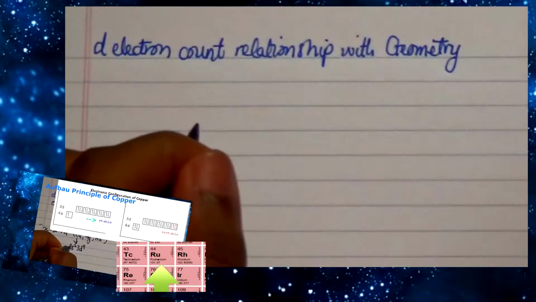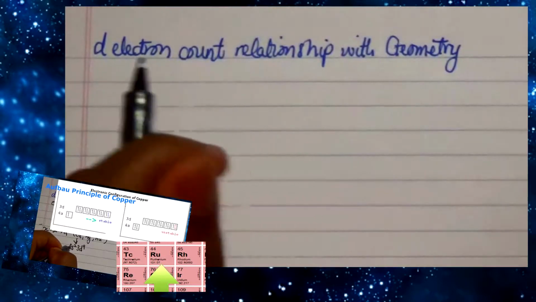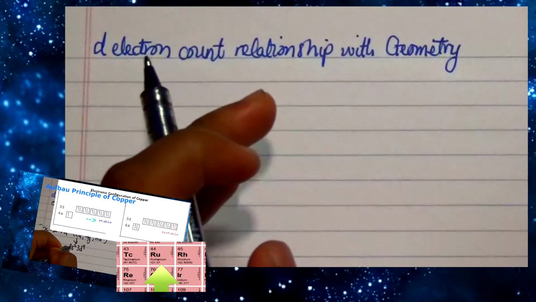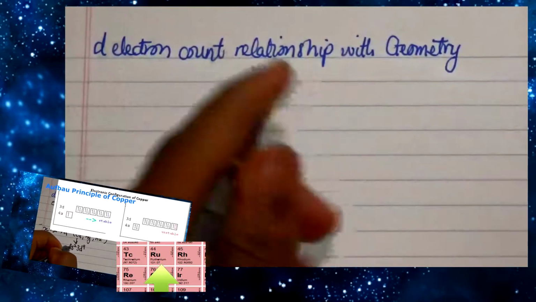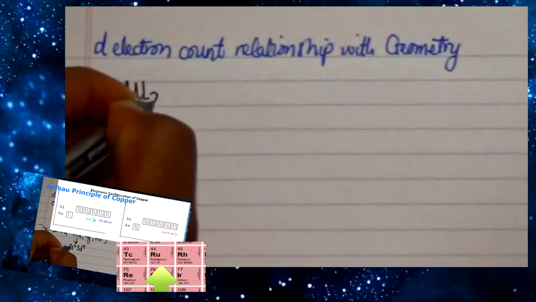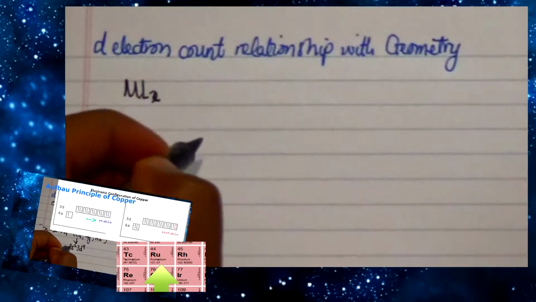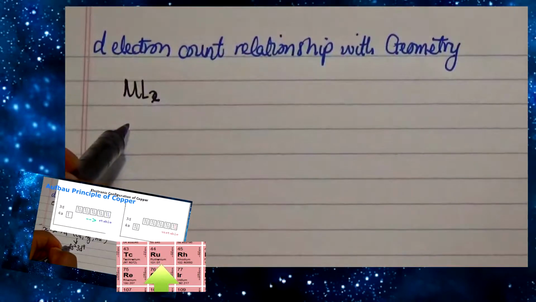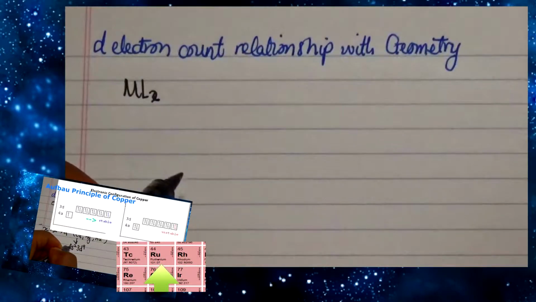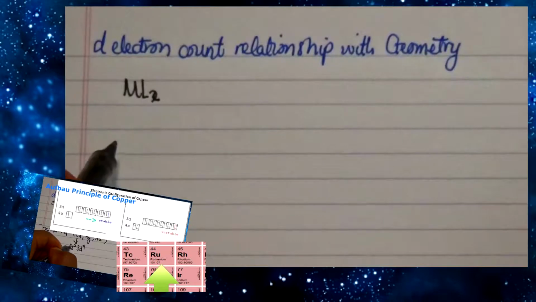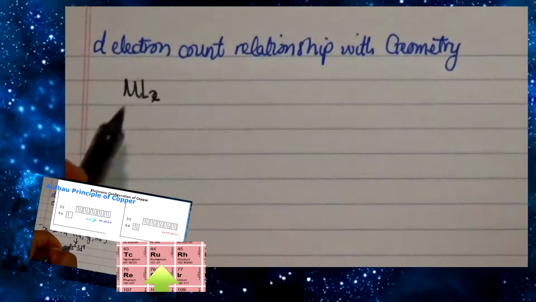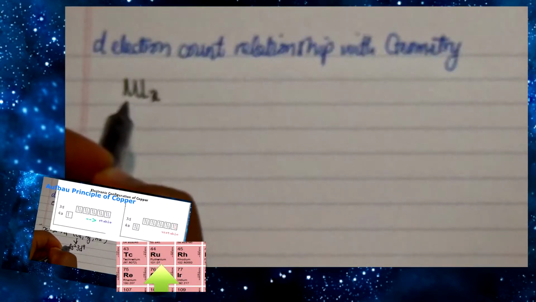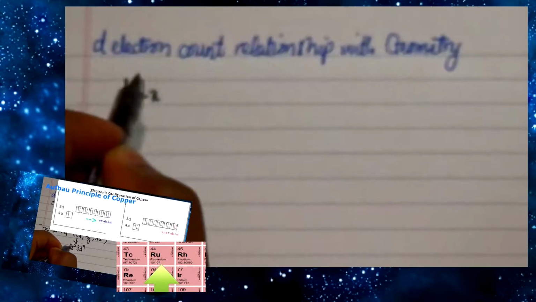In our previous video we looked at the relationship between the electron count and geometry of coordination complexes, now with the formula MLX, where X is between 2 to 4 and M is the transition metal ion with a specific d electron count. This was considered in our way to see the relationship between the d electron count and the number of ligands attached to that particular transition metal ion in a complex.